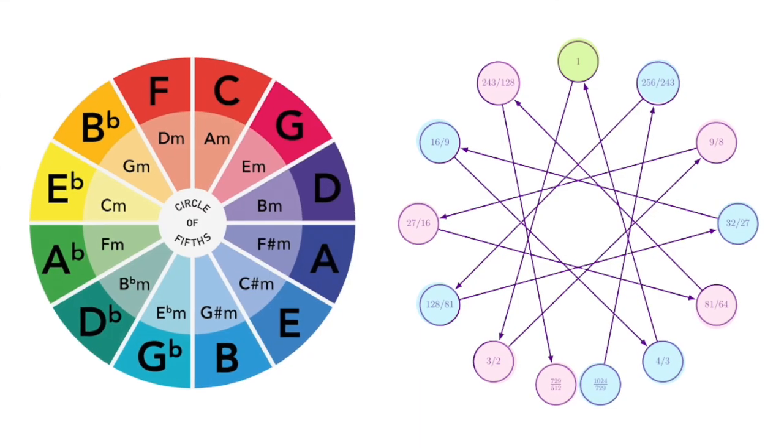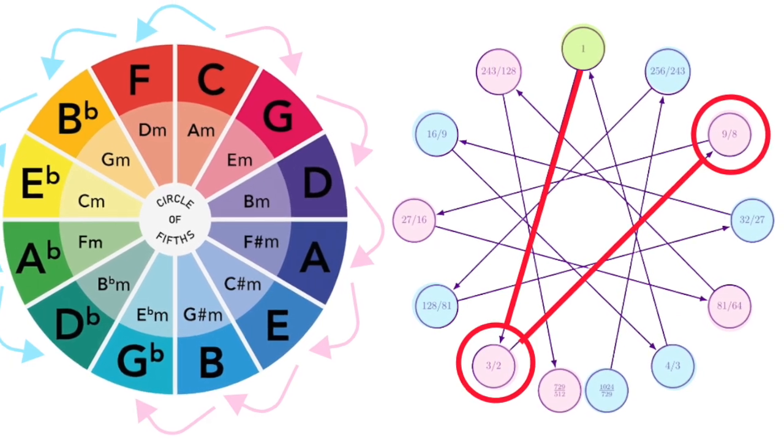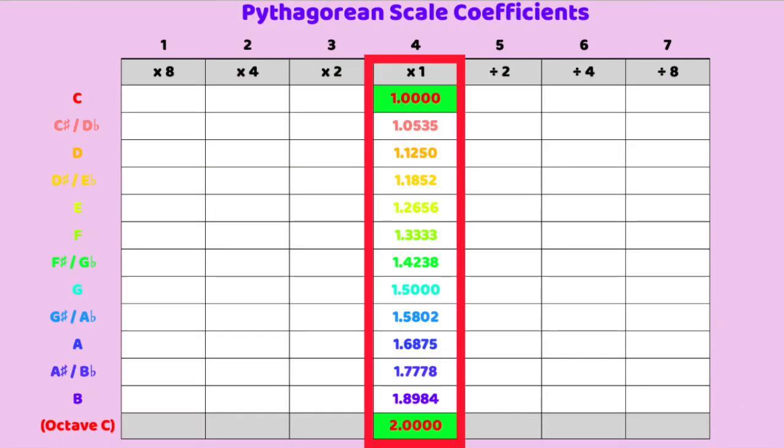The goal for the Pythagorean scale is to divine 11 more notes by jumping to new perfect fifth intervals away from C, determining their cumulative ratios, and then using factors of 2 to bring their ratios in line with a coefficient value between 1 and 2.